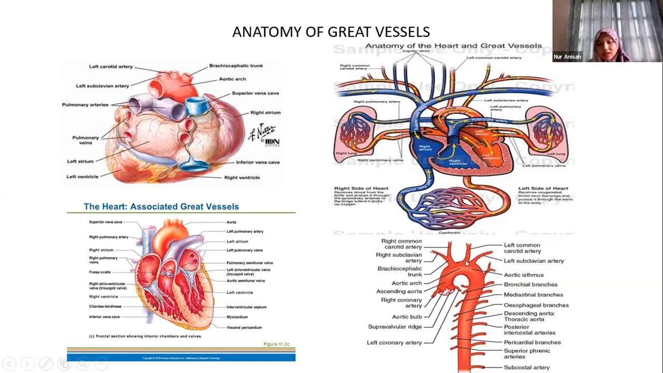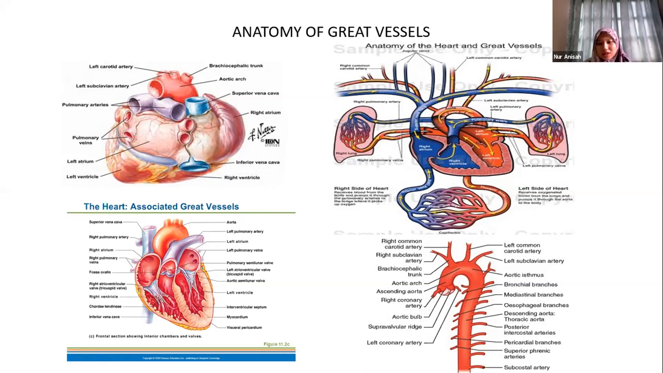And then the second branch is at the aortic arch, which gives off three major branches: the brachiocephalic trunk, which further divides into the right subclavian and the right common carotid, then the left common carotid artery, and the last is the left subclavian artery. For the aortic arch, there is also another important part, which is the carotid body that plays a part as a baroreceptor.